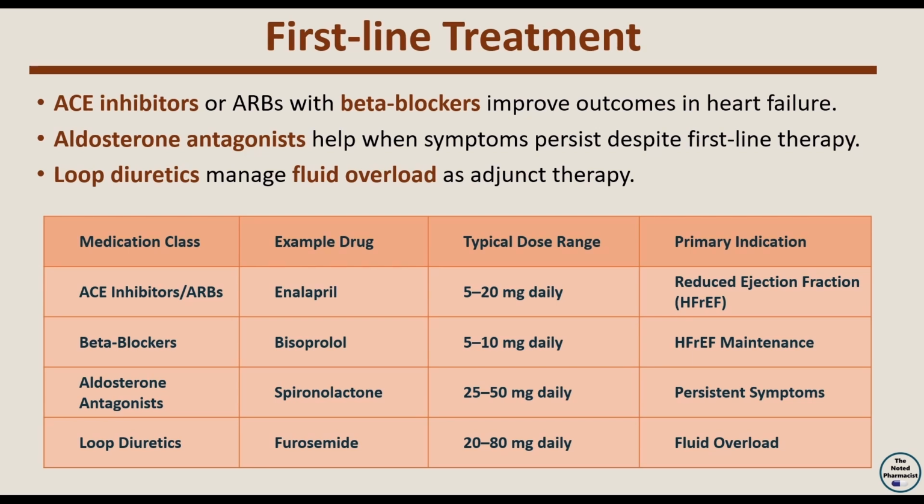Adding an aldosterone antagonist, such as spironolactone, 25 to 50 mg daily, is recommended in patients with persistent symptoms despite first-line therapy. Loop diuretics like furosemide, 20 to 80 mg daily, are used for fluid overload as adjunct therapy.